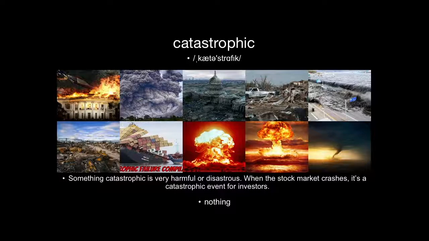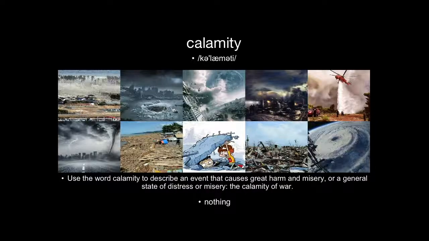Catastrophic. Something catastrophic is very harmful or disastrous. When the stock market crashes, it's a catastrophic event for investors. Calamity. Use the word calamity to describe an event that causes great harm and misery, or a general state of distress or misery, the calamity of war.